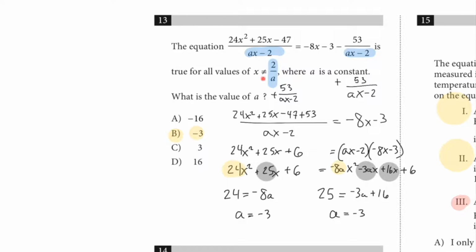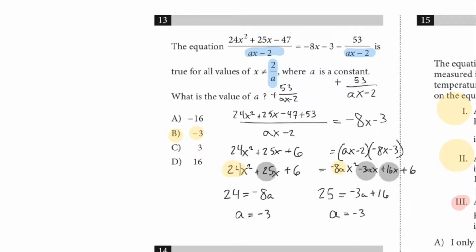And by the way, this whole bit about x is not equal to 2 over a, that's to help you not worry about getting a 0 in the denominator. So really, you can proceed forward without incorporating this information. It's just to make sure you know, don't worry about getting zeros in the denominator, which can be a sticky issue sometimes.